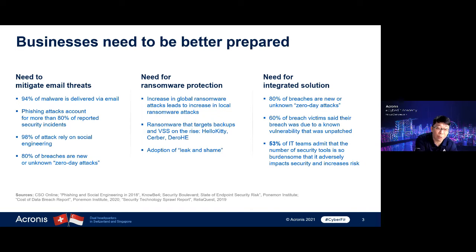Like I've previously mentioned, there are a lot of breaches and attacks that are new or unknown. We call them zero days. When a breach happens and the company or organization performs an investigation, it seems that 60% of the time, the breach happened because a known vulnerability, one that has a patch or an update, was not patched due to whatever reasons, right?